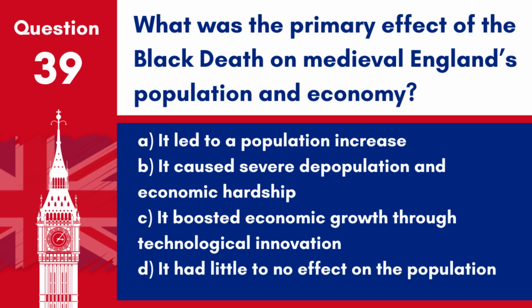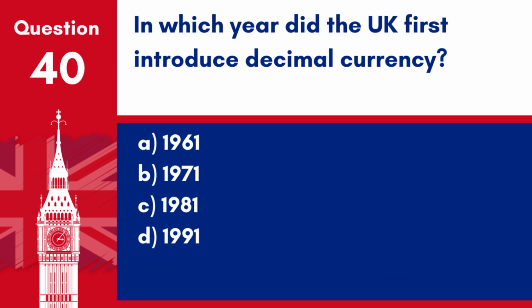Question 39. What was the primary effect of the Black Death on medieval England's population and economy? A. It led to a population increase. B. It caused severe depopulation and economic hardship. C. It boosted economic growth through technological innovation. D. It had little to no effect on the population. Answer. B. It caused severe depopulation and economic hardship. The Black Death had a devastating effect on medieval England, causing severe depopulation and resulting in significant economic hardship and social changes.